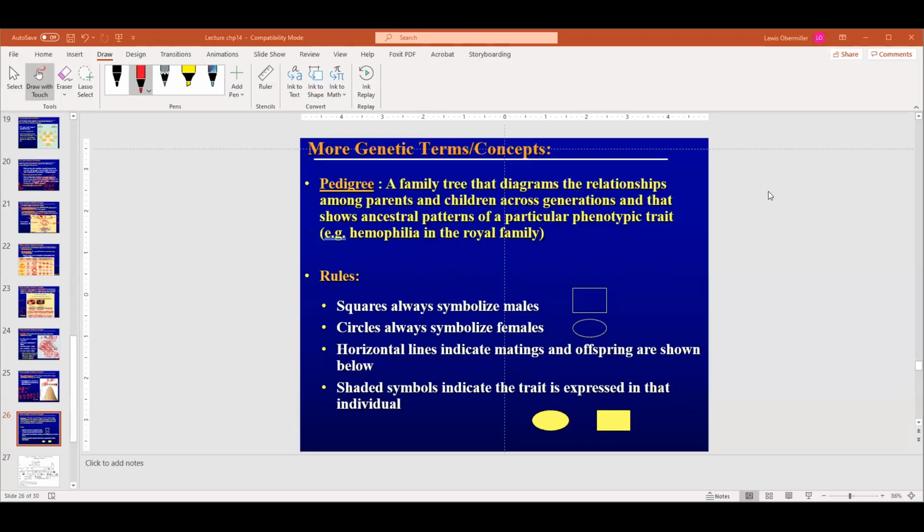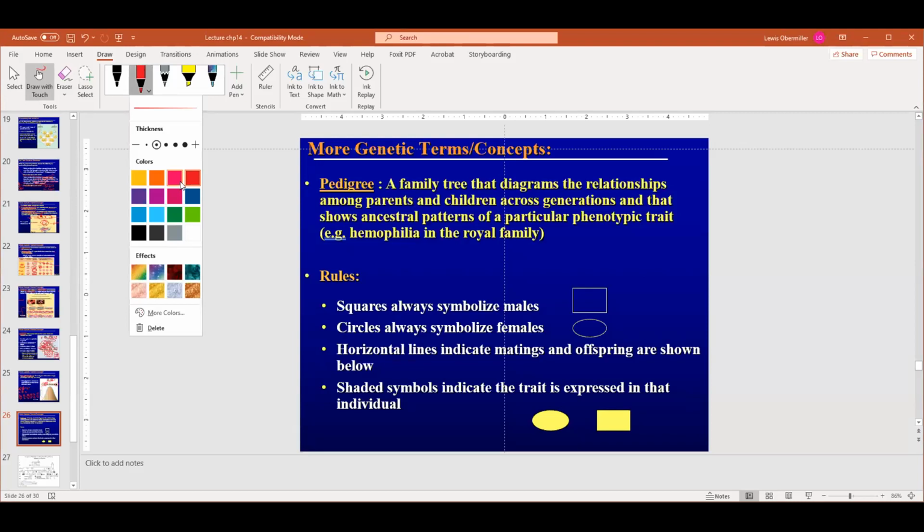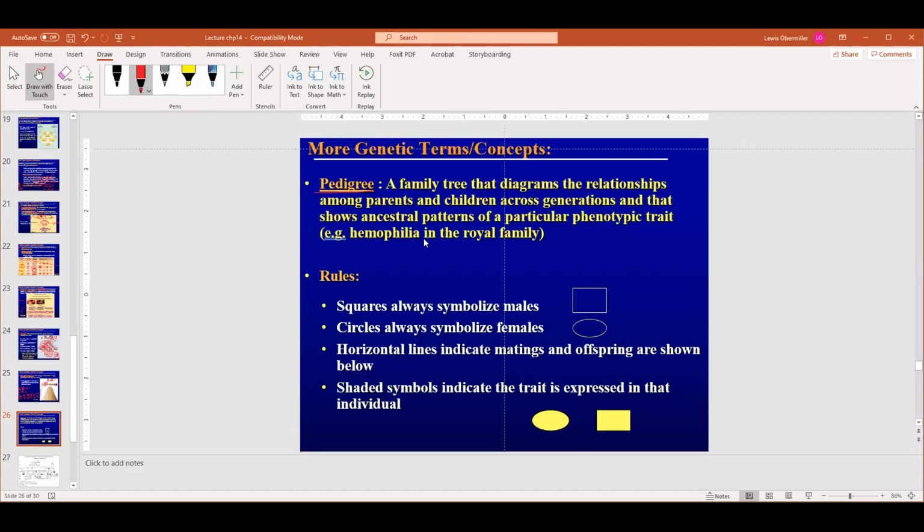So back to genetics, we talked about pedigrees already. I had you guys do the pedigree for the extra credit assignment. So remember the rules of the pedigree. Squares are males, circles are females. I guess I should use my pen instead of my mouse. If they're not filled in, that means that they don't have the trait. If they have a dot in there, that means they're a carrier. If it's filled in, that means that they have that phenotype.